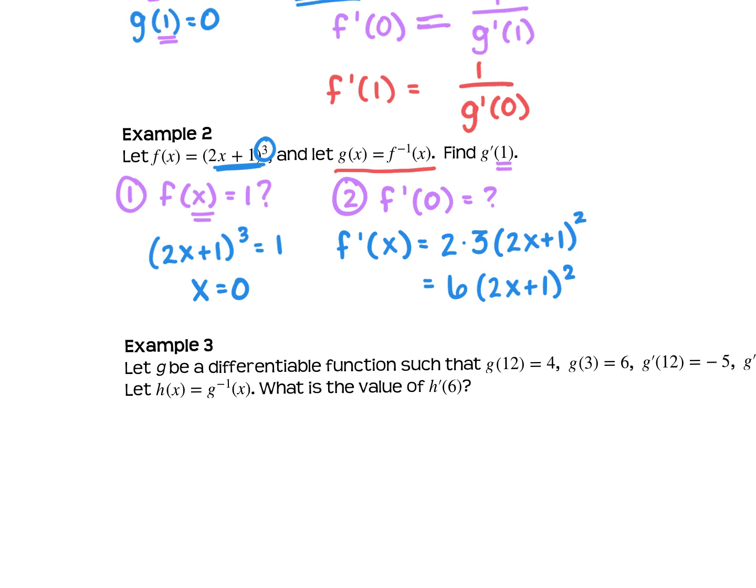And now I need specifically that derivative at 0. So 6 times 2 times 0 plus 1 squared. So this whole thing just becomes a 1. 1 squared is just 1. And so I think my final answer here is just a 6.